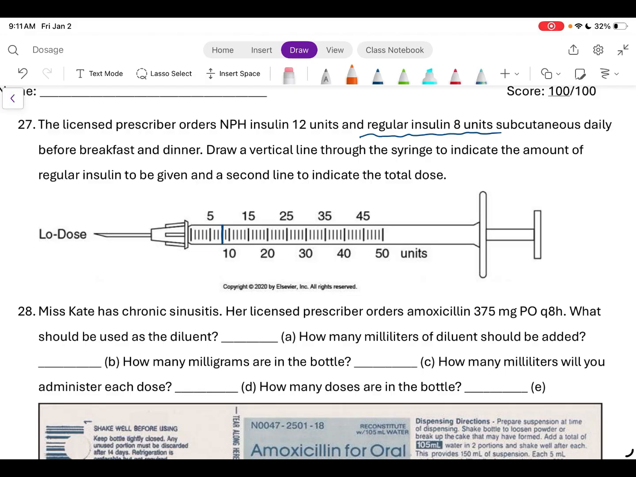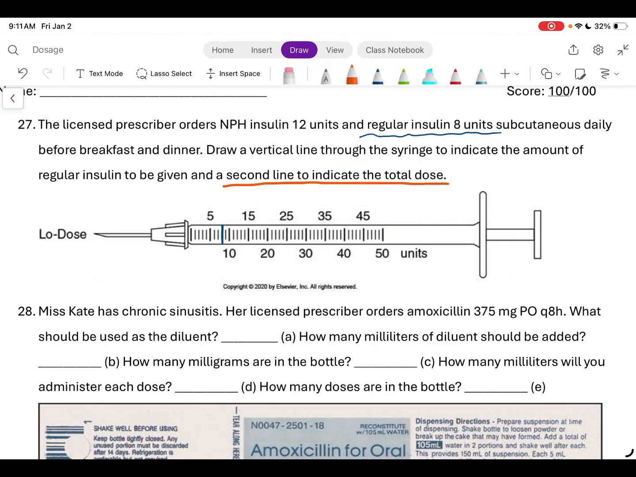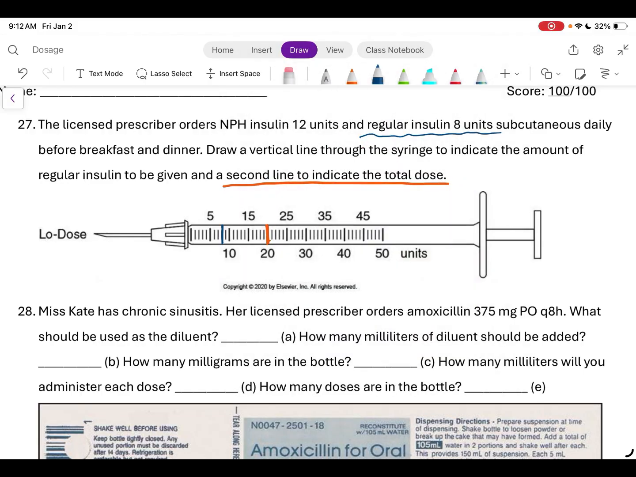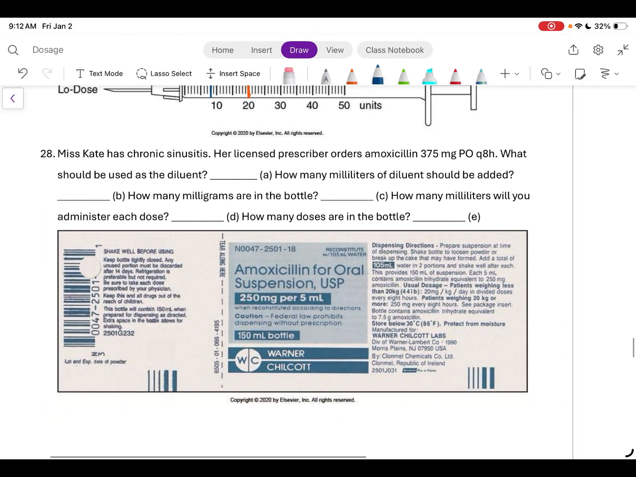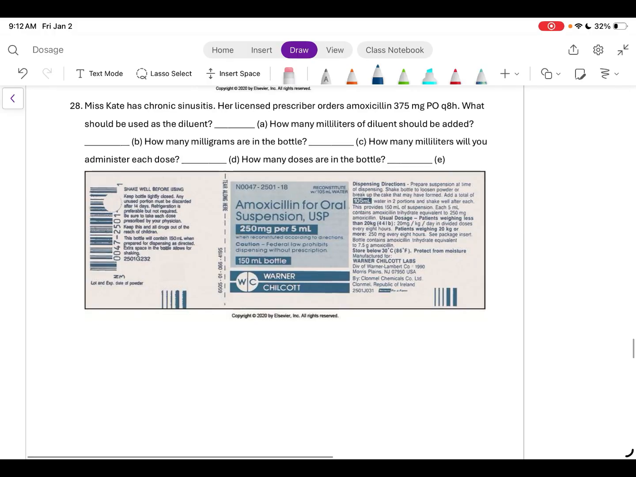Second line to indicate total dose, right? What's 12 plus 8? 20. So 20 is right here. All right. I'm going to make this a little smaller so I have some room. Okay.